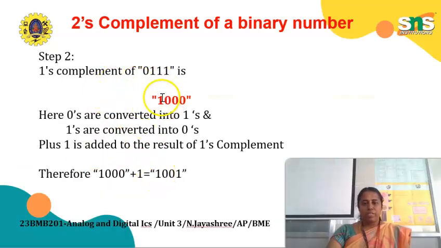The result of the ones complement is 1000. If you add 1 at the last digit, from the right side, 1000 plus 1, we get 1001. So finally we get the twos complement representation of the number as 1001.